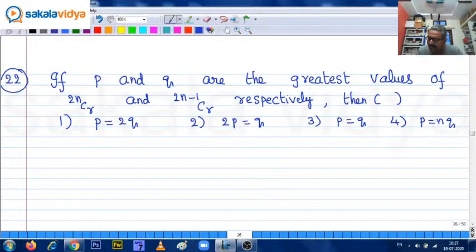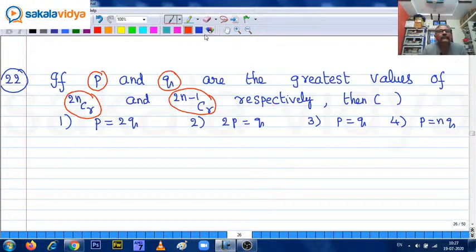So I follow different books. If P is the greatest value of 2n CR, and Q is the greatest value of 2n minus 1 CR, then we need to establish the relation between these two. So first, to make a relationship between these two, consider the first P value. P is 2n CR.